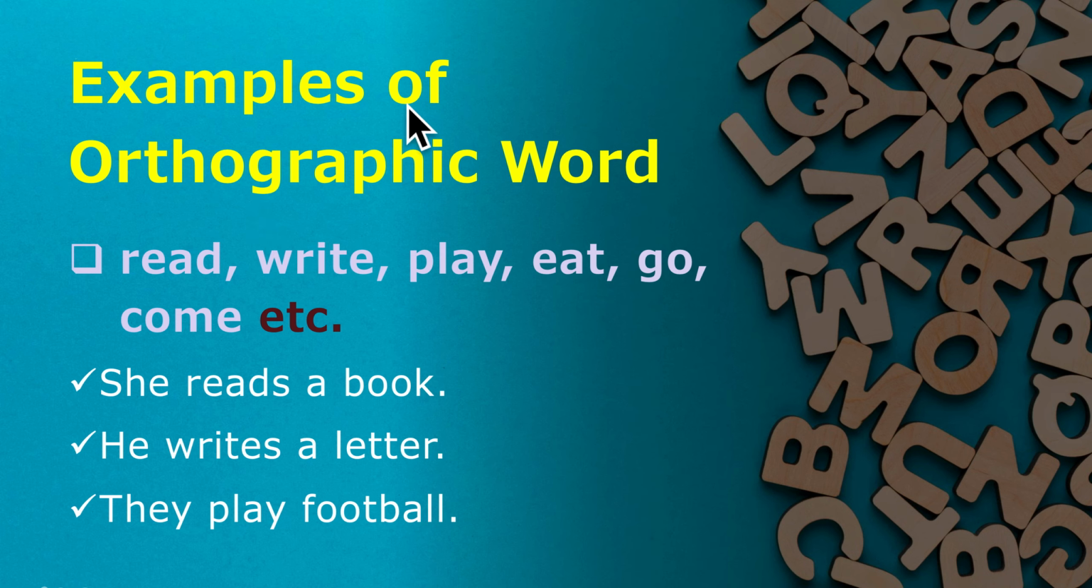Examples of orthographic word. Whatever is written on this page could be examples of orthographic word. But further, we would like to give you some examples like read, write, play, eat, go, come, etc. If you write a sentence, it could be like this. She reads a book, he writes a letter, they play football. So we don't have any space in between the word, and they are written in small letters and they are written on paper. So these are the ways in which we can express the characteristics of orthographic word. We move on to the next.